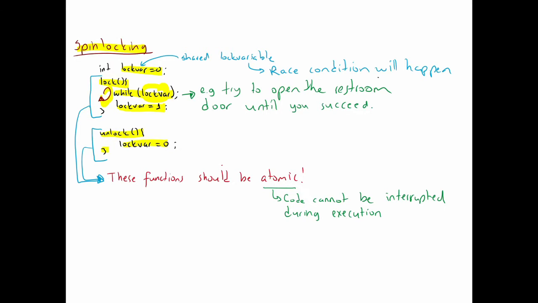Now, this is the idea that in this while loop, you're trying to open the restroom door until you succeed. This is like try, etc. Now, the problem that we had here was that this lock variable here is also a shared variable, and then we will have race conditions. So we are basically back to square one.